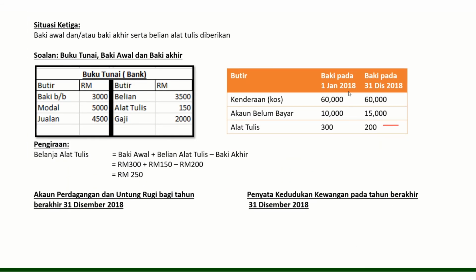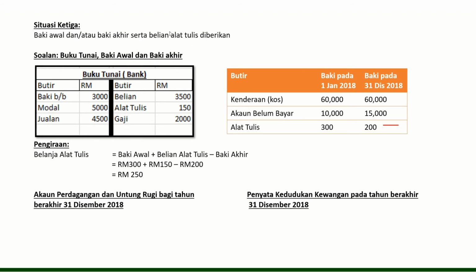This one is a bit different. This one they did not give imbangan tukar and there is no maklumat tambahan. So what did they give? They gave baki awal dan atau baki akhir. Why did I put it like this? Because sometimes not every time they would give both the baki awal and the baki akhir. Sometimes they can give baki awal, sometimes they can only give baki akhir, and sometimes they can give both. So that's the reason I put dan and atau here. Okay. Serta belian alat tulis diberikan.